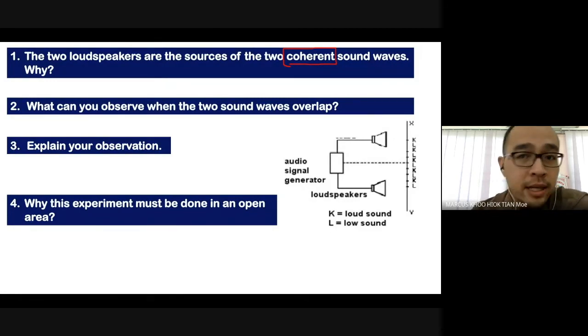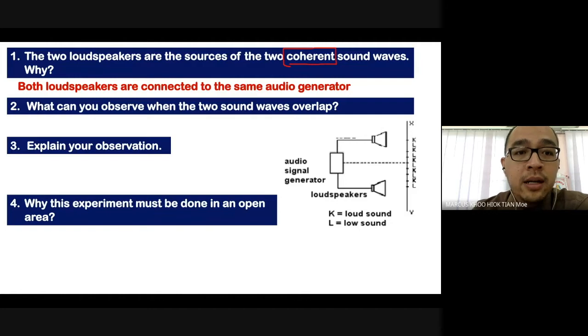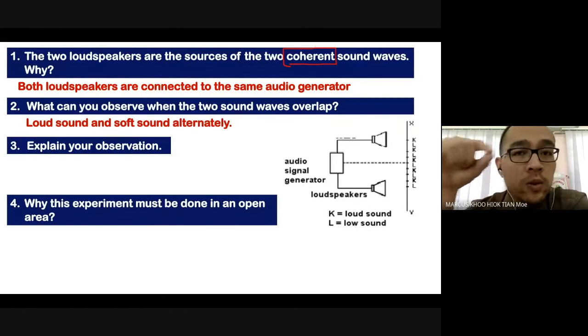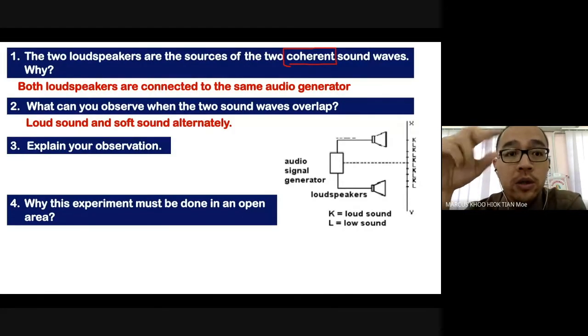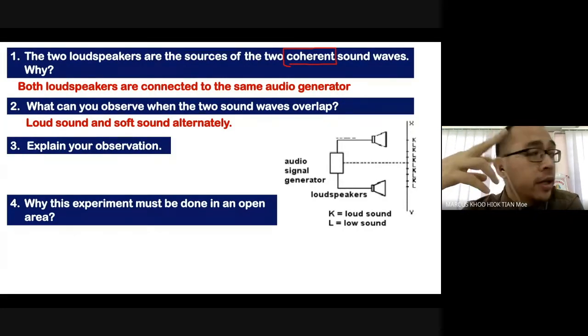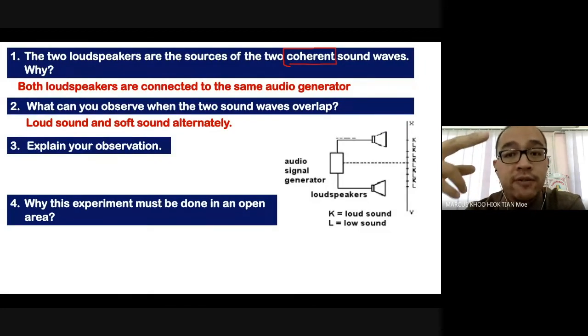Now, why is it important that they are coherent? Because they are connected to the same audio generator, so they will produce coherent sound waves. What can you observe when the two sound waves overlap? We saw that there will be alternate loud sound and soft sound.